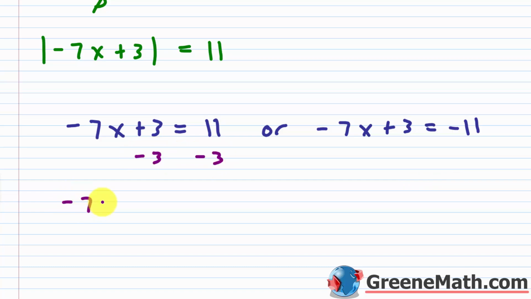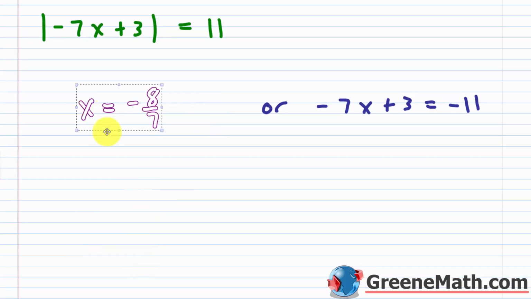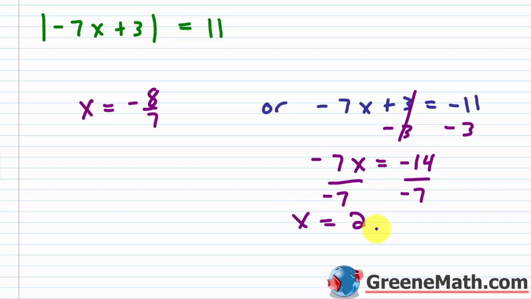So I'm going to subtract 3 away from each side of the equation. I'm going to get negative 7x is equal to 11 minus 3, which is 8. Then I'm going to divide both sides by negative 7. And I'm going to get that x is equal to negative 8/7. Over here, let me subtract 3 away from each side. That cancels. You'll have negative 7x is equal to negative 14. Divide each side by negative 7. And you get that x is equal to positive 2.